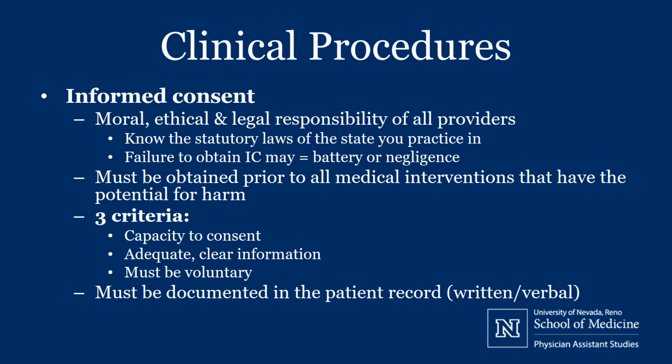So the three criteria for consent are that the patient has to have the capacity to consent. So they have to have the cognitive ability to understand risks, benefits, and alternatives. We have to make sure that the information they're provided is adequate and clear and provided in a language and at a level that they can understand. We don't want to use a lot of jargon. If English is a second language, we want to make sure that we are able to provide information in that patient's original language so that they really truly understand the risks involved.